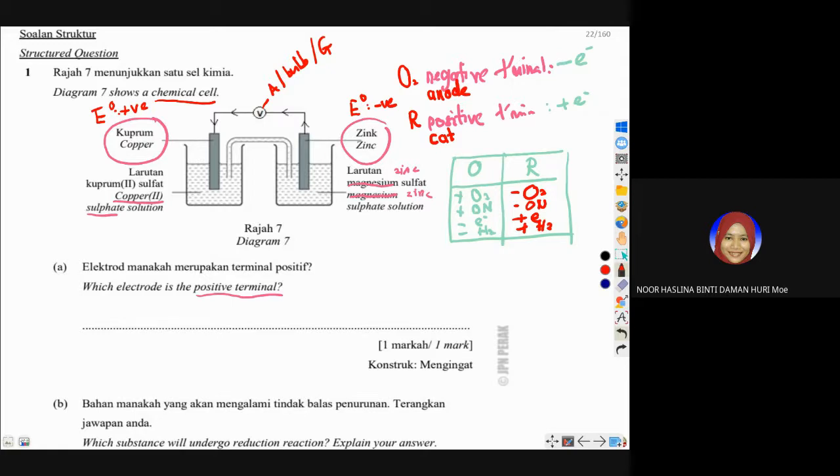But for your SPM, you must relate it to the E-value. So the positive terminal is the one with the positive E-value. It is different from the electrolytic cell. So for the positive terminal, which one has the positive E-value? That means the electrode is copper. So you write here: copper.